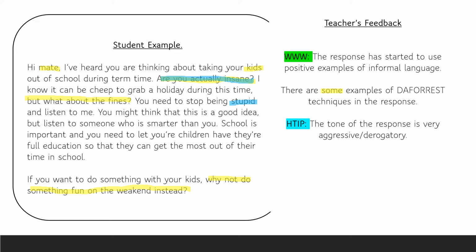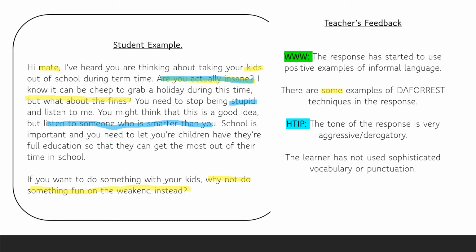So if you do want to actually write your own response, it might be worthwhile to look at this example, take some of the things that work well, and see what you can actually change and adapt in order to make it better. We've also got an example where it says, "listen to someone who is smarter than you." So again, being very derogatory and talking down to the person. So we're not really getting across the message we want to get across. If anything, it's just coming across as being quite insulting to whoever's reading this response.